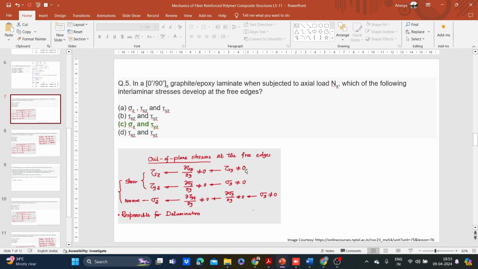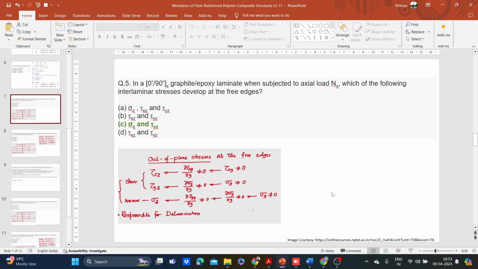So for tau xy equal to 0, you will not get the value of tau xz, but sigma y value will be there when you put a load of Ny. For a 0/90 symmetric laminate, if the load is Nx or Ny, shear values will be equal to 0. Therefore, tau xy will always be 0 only for 0/90. If there is a 45 degree ply, or any angle theta, shear will be there. But for 0/90, there is no shear stress.